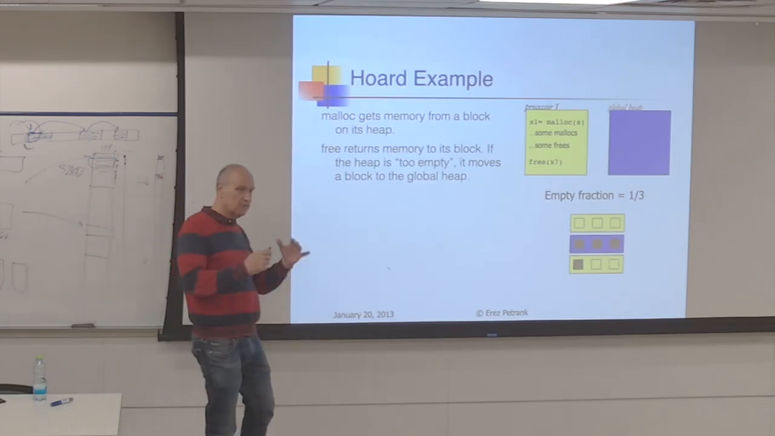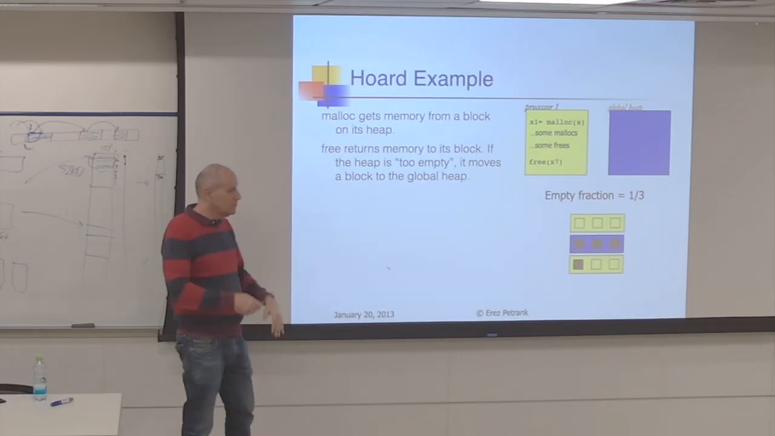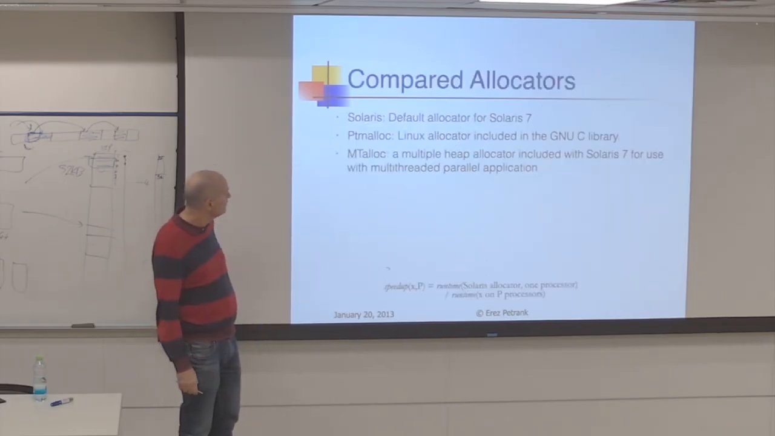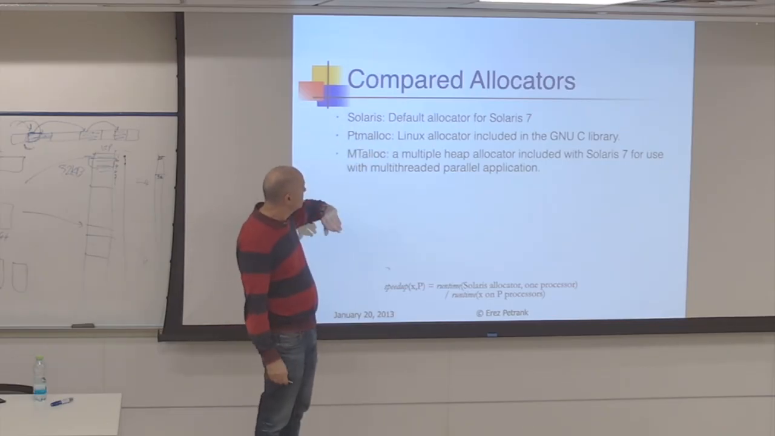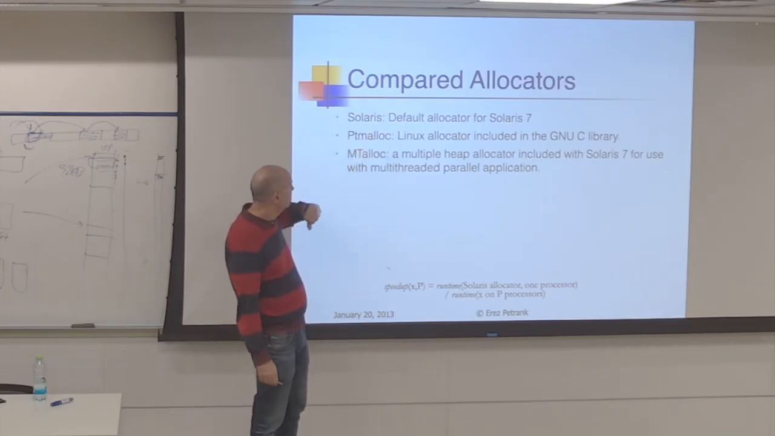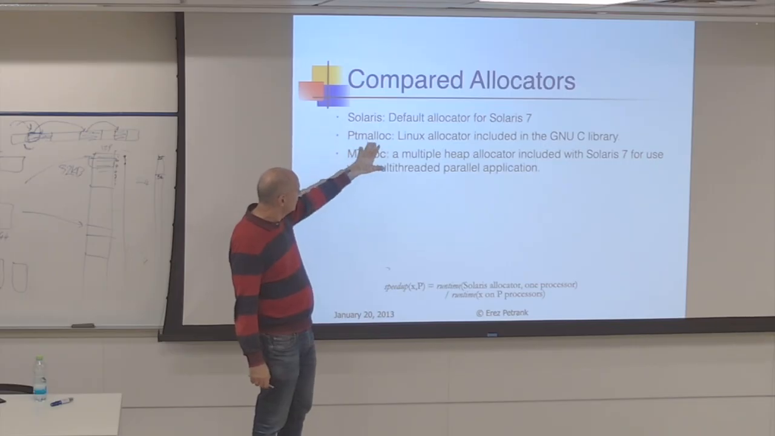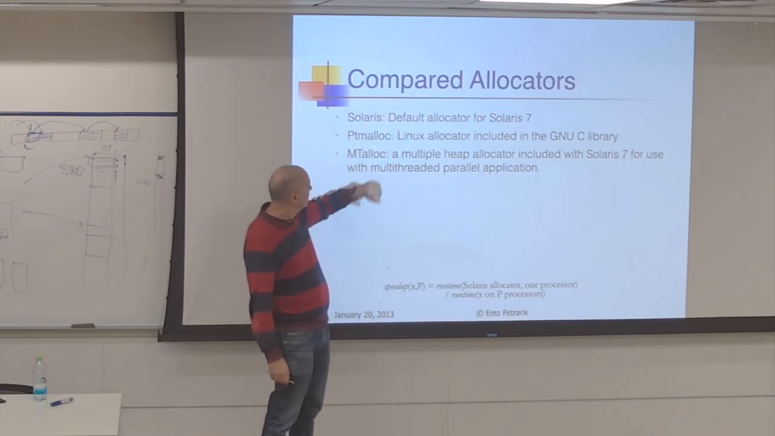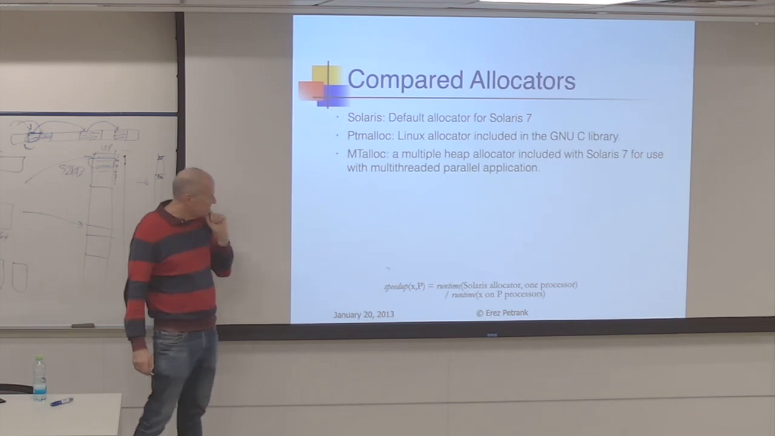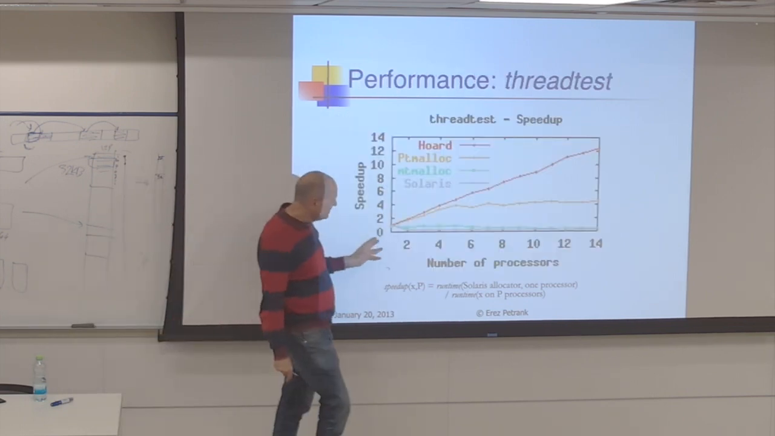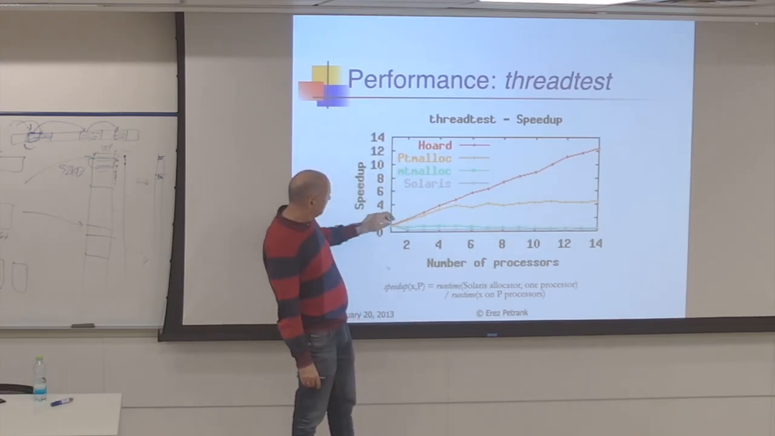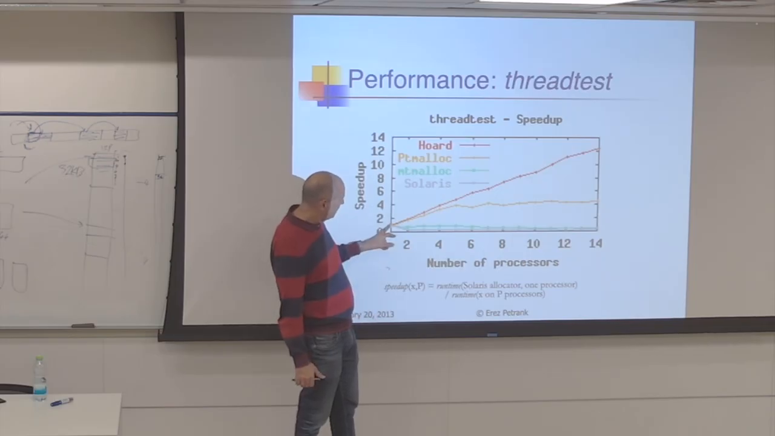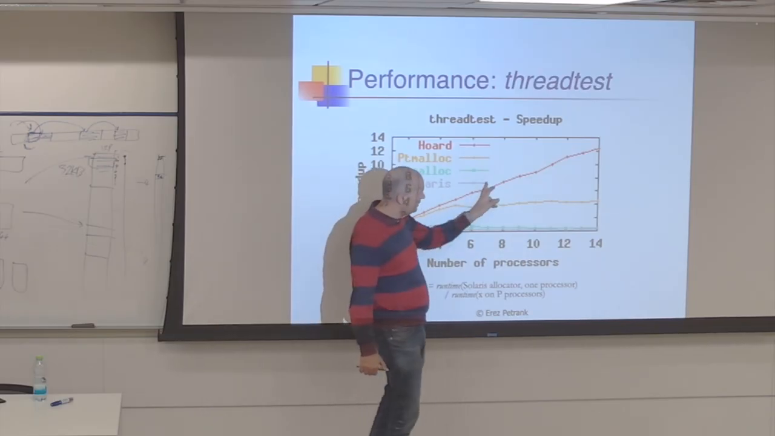So there is this kind of mechanism with the right parameters, works very well. He did some comparisons on the Solaris operating system, with a Linux allocator, a Solaris allocator, and another Solaris allocator. This is the number of processors, and this is the speed you get when you run. And you see that you get a higher speed with Horde.